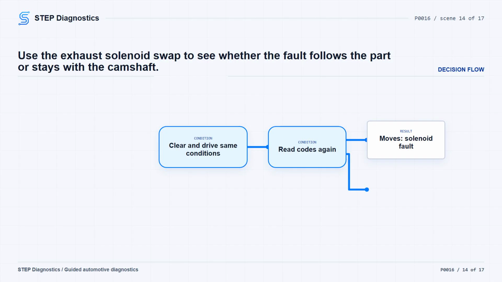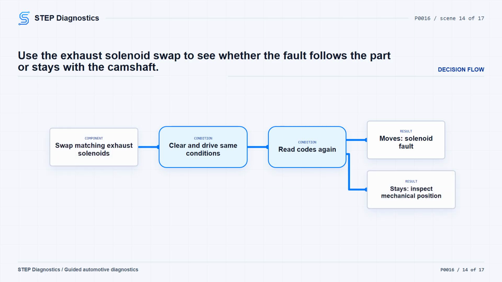To confirm whether the solenoid can move the phaser correctly, exchange the camshaft 1/2 position solenoid with the matching camshaft 2/2 position solenoid. Do not interchange intake and exhaust solenoids. Reconnect the connectors, turn the ignition on, clear the PCM codes, and test drive under the same conditions that set the fault. Then read the codes again. If the fault moves with the solenoid, replace the faulty camshaft 1/2 position solenoid and verify the repair. If the fault stays with the original camshaft, move on to the mechanical position checks.